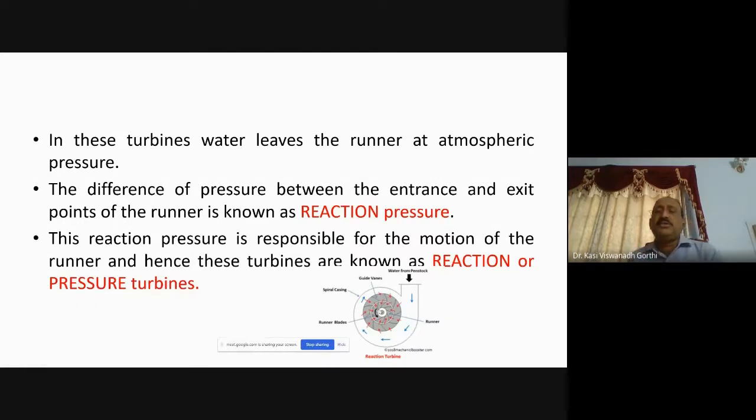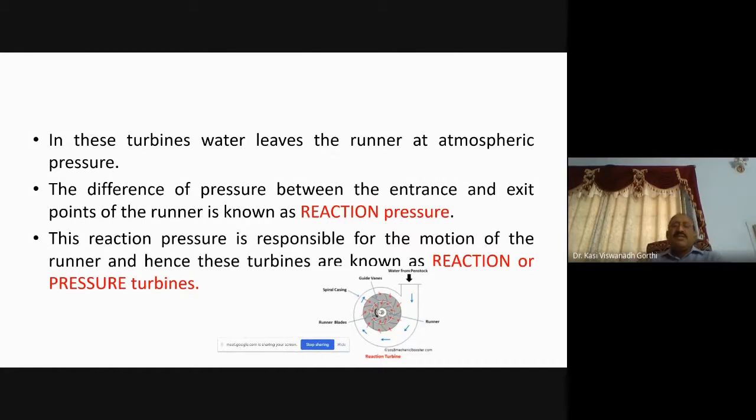But the small issue is that if it is not open to atmosphere, the pressure can be contained, different from the outside atmospheric pressure, by connecting the exit of the runner to a draft tube. That is why the draft tube is necessary for this type of reaction turbines. Whereas in impulse turbine, draft tube is not necessary. Why is the draft tube not necessary? Because it is an atmospheric pressure turbine. Either at the entrance or at the exit of the turbine runner, the pressure is only atmospheric in the case of impulse type turbine, and hence no draft tube is necessary.